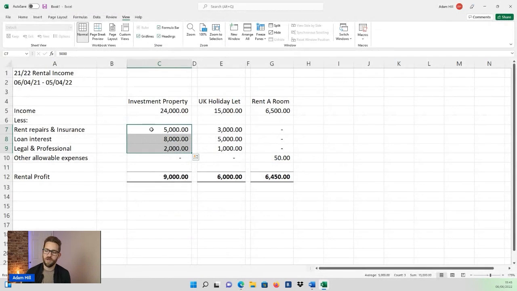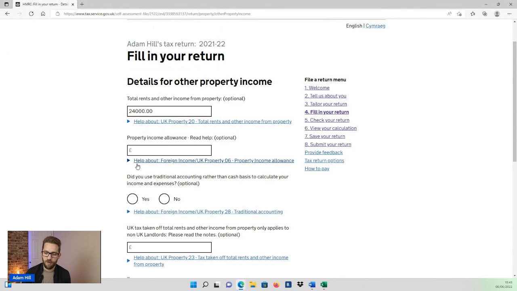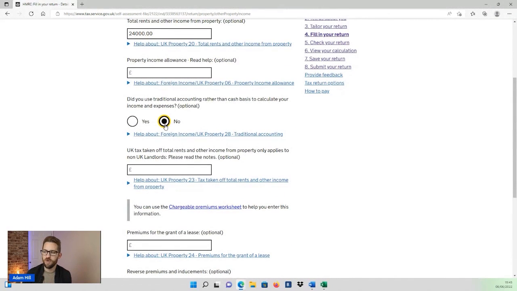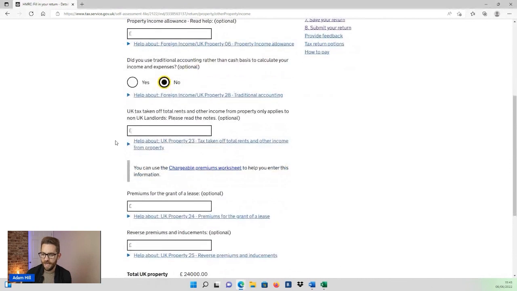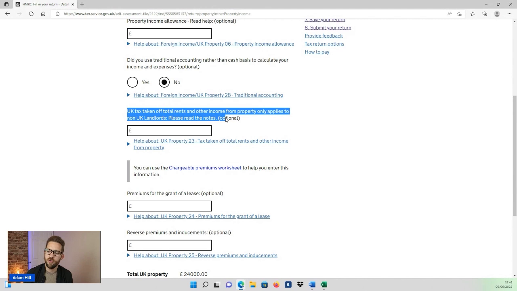But of course, in our example, our expenses far outweigh the income, the property income allowance, so we won't be claiming it. Did you use traditional accounting rather than cash basis? No again. UK tax taken off total rents and other income from property. This only applies to non-UK landlords.